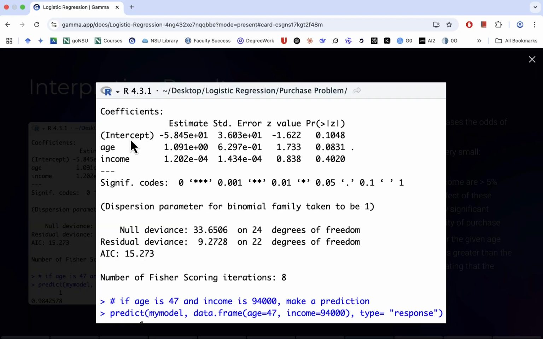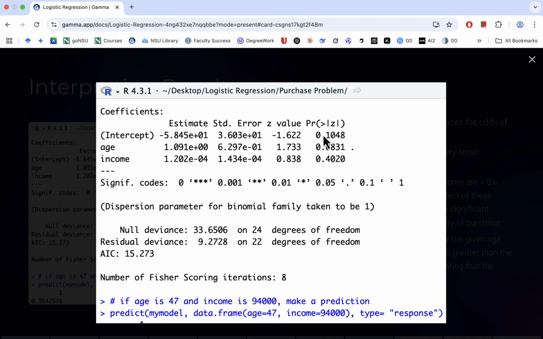These results show, first of all, there's the intercept, which is negative 5.845 times 10 raised to the power 1, which means this will be negative 58. And this is the coefficient for age, which is 1.09, and this is the coefficient for income, which is 1.202 times 10 raised to the power negative 4. So this is a very small amount. We will have to put 3 zeros before this one. So this one will be 0.0001202. So this is very small.